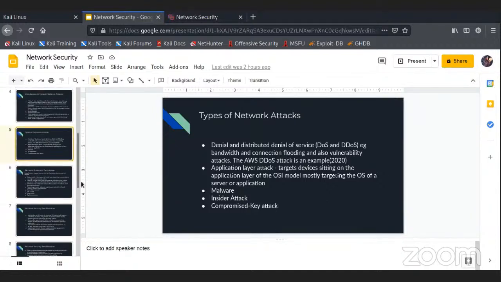Other ones are denial of service and distributed denial of service. A good example was last year, Amazon Web Services was hacked, and I think it was at the application layer, and some services didn't work for them. Then there are application layer attacks and insider attacks. That's where someone in the organization compromises the security of the organization.